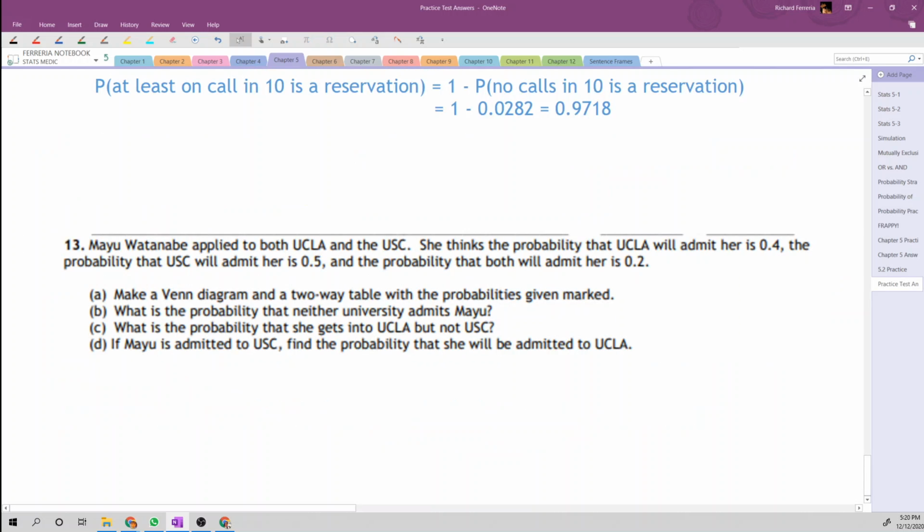Moving on to question 13, we have Mayu Watanabe is applying to both UCLA and USC. She thinks that the probability that UCLA will admit her is 0.4, the probability that USC will admit her is 0.5, and the probability that both will admit her is 0.2. Part A says to make a Venn diagram and a two-way table for the probabilities.